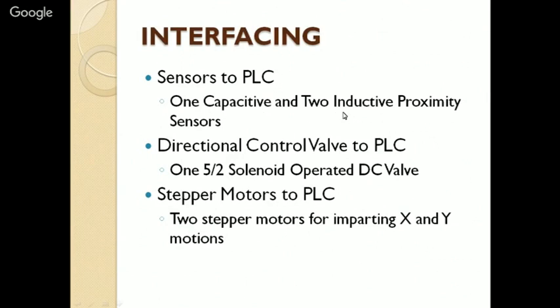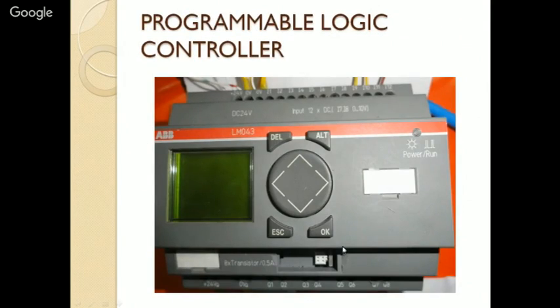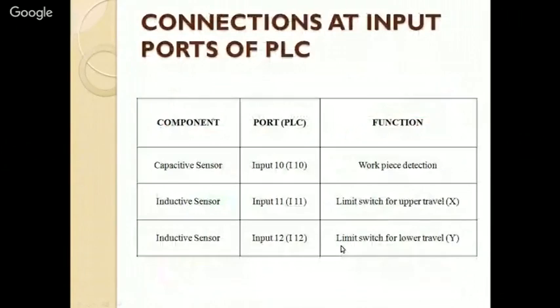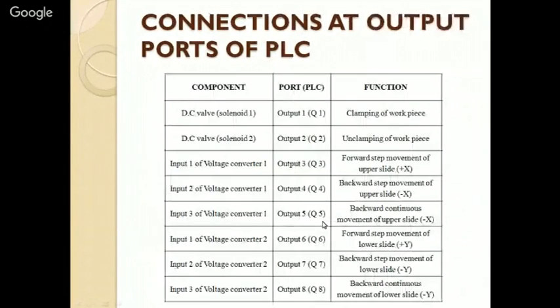Then these two sensors were attached to the PLC. DC valve was attached to PLC and stepper motors to PLC. So it is the same PLC that was used by the student. This is where the sensors were attached. This is where the valves were attached to outputs Q1, Q2. Now here the voltage converter 1 and 2 are for the driver circuits of the DC motors.